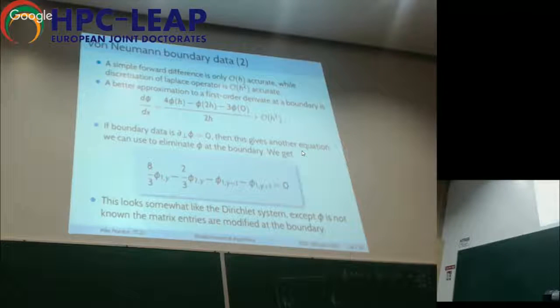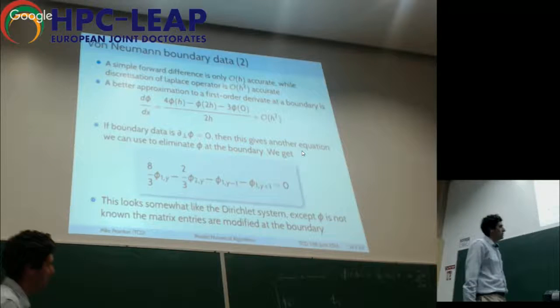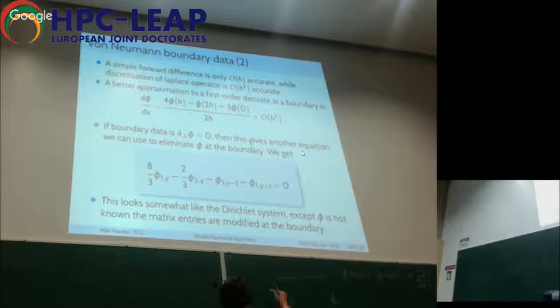So can we do anything smart? The obvious trick would be to write down a symmetric difference of phi at this point. But to do that, we would need to know the value of phi outside the domain, and that's not something we're going to try and compute. So we just don't have access to data over here.